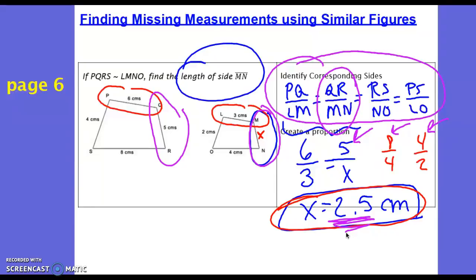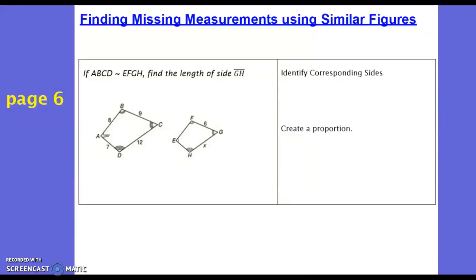All right, will you please try this very last problem here? See if you can list the corresponding sides and then make a proportion to solve for that missing side X right here. Hit pause and come back.